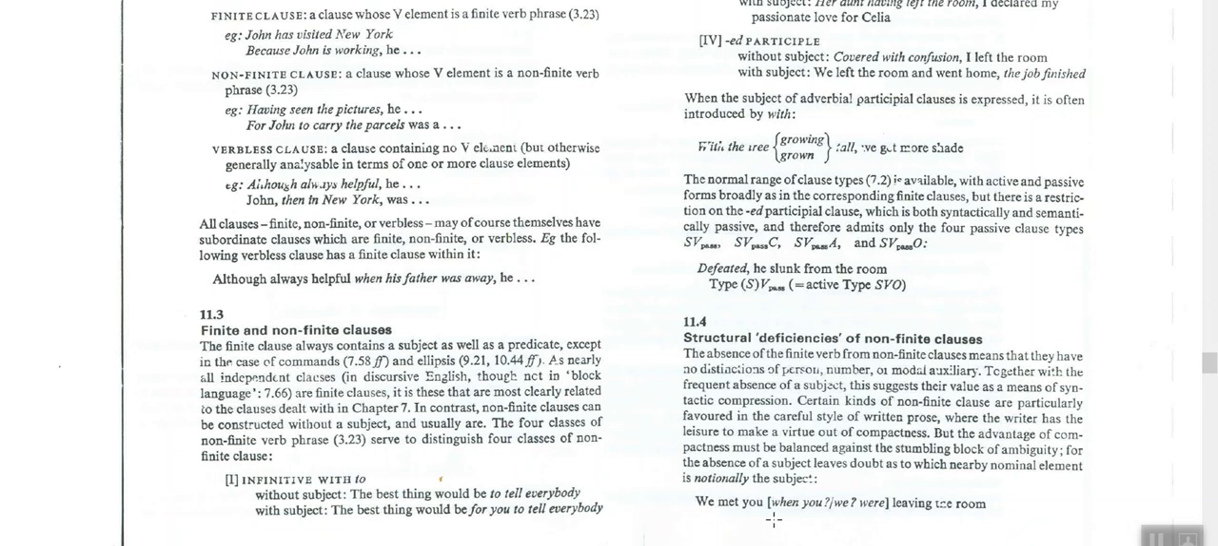How to disambiguate it is very important. Maybe in the exam I will give you certain sentences and ask you to disambiguate them. You can disambiguate it in this way: you can say, "We met you when we were leaving the room," or "when you were leaving the room."